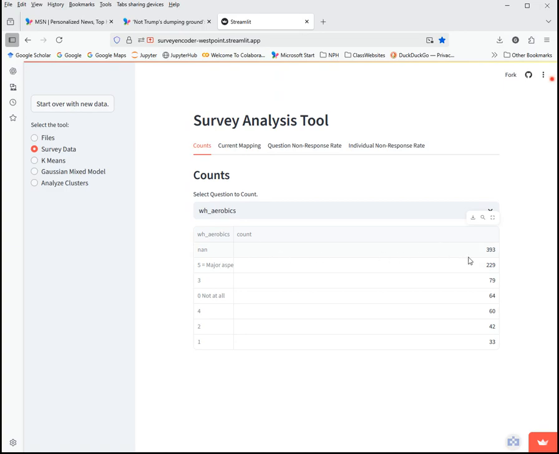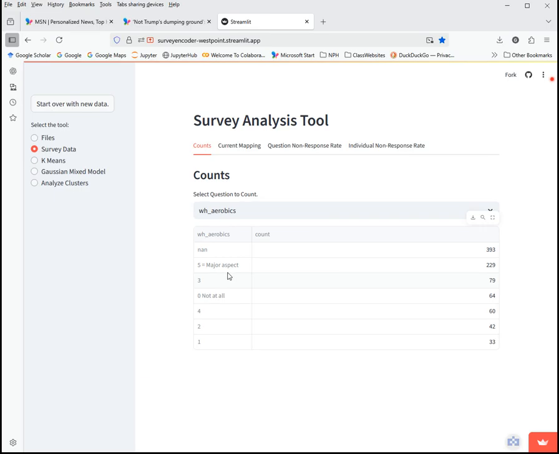the number of responses. There's 393 that did not respond, not a number. That's what the NaN means. And then you can see 5, major aspect, 229, 3 being some smaller, ordinally it's 2 less than the 5, and so on and so forth, and 0, not at all, being 64. So you can see the number of responses in your data. So I had 393 people, and it was the most that didn't answer the question.